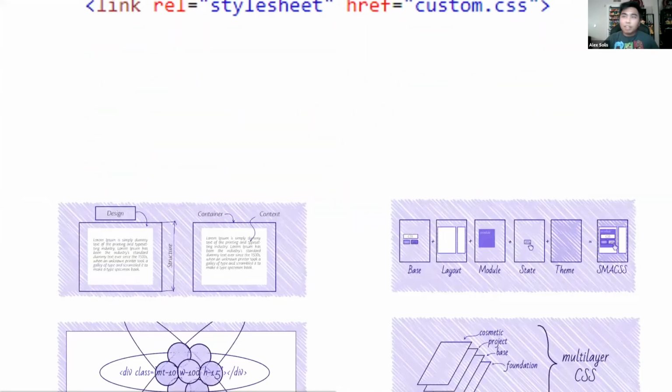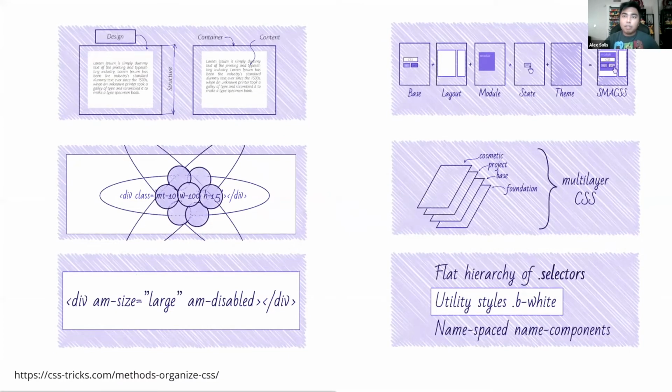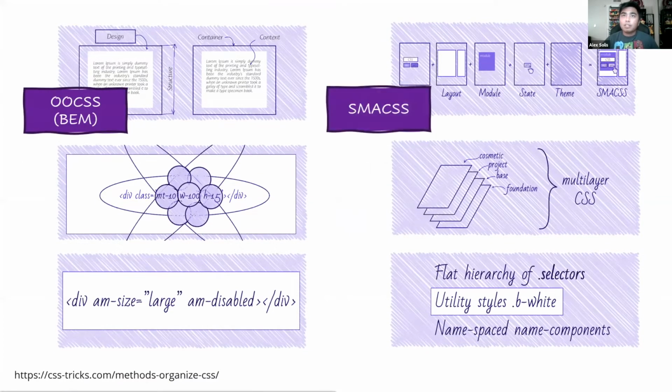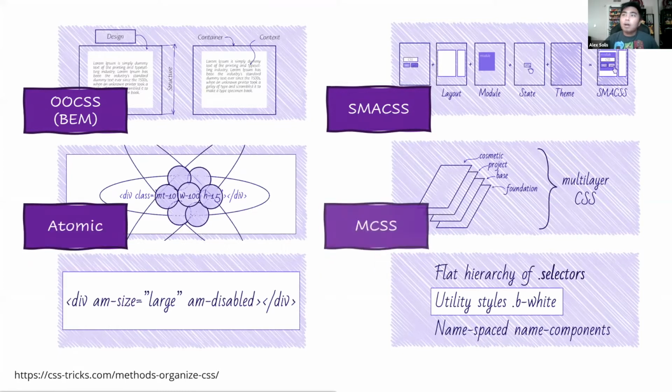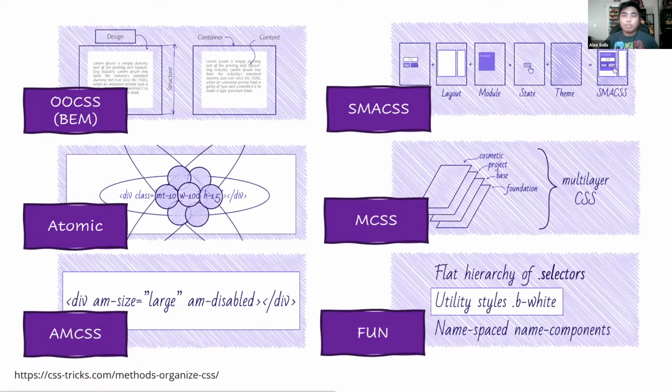A lot of strategies have been made throughout the years, like object-oriented CSS, where BEM is block element modifier, SMACSS for scalability and modularity, atomic, multi-layer CSS, and there are so many other styles. These have been making your product more extensible and your styles more manageable.